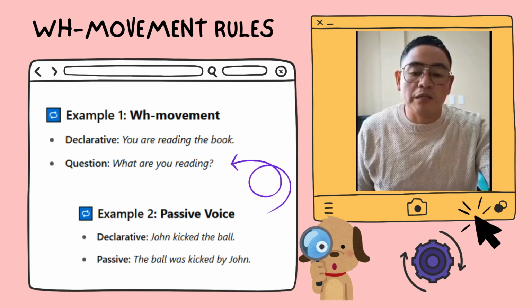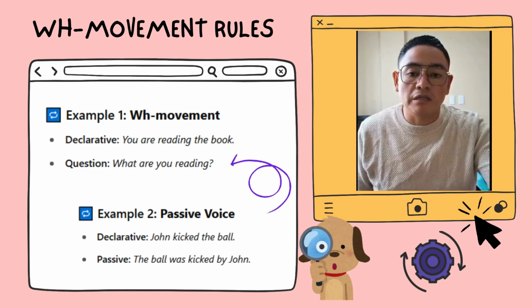Wh-movement. Original sentence: "You are reading the book." Wh-question: "What are you reading?" Explaining: the book is replaced by the wh-word "what", which moves to the front of the sentence. This is wh-movement, used for questions in English.